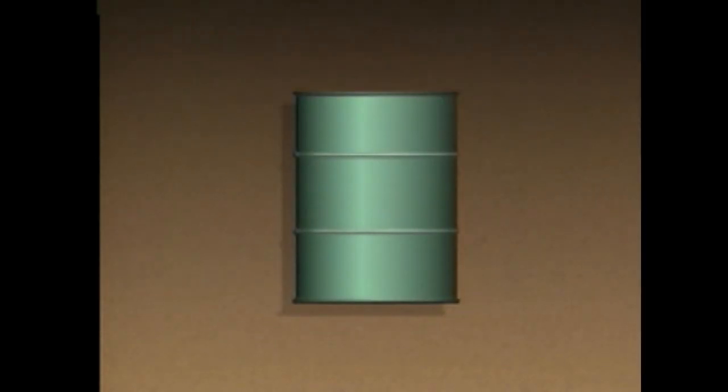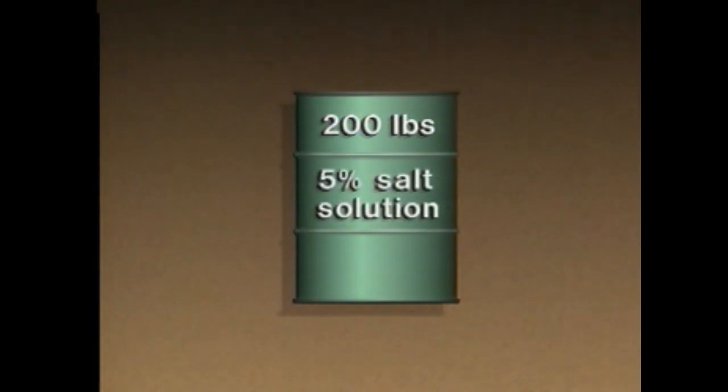Now, figuring out the weights of the materials in a percent by weight solution is simple if you know the percentage of solute and the weight of the solution. For example, if this drum contains 200 pounds of a 5% by weight salt solution, we can calculate how much solute, which is the salt, and how much solvent the drum contains.